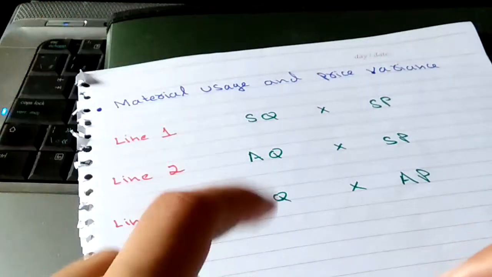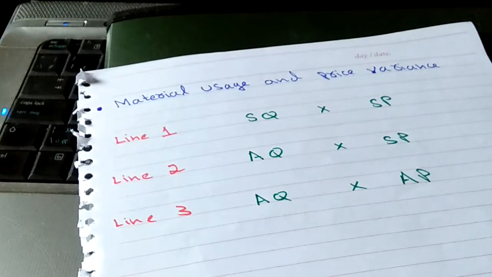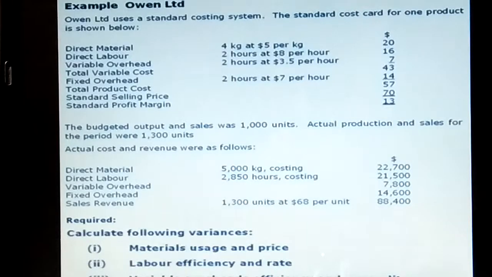Now we will go back to the question and see what numbers are given. First we'll see the standard cost. Standard cost is given as 4 kg and $5 per kg, right? And the actual is given as 5,000 kg and the total cost is 22,700. We will convert this direct material actual cost into per unit form.